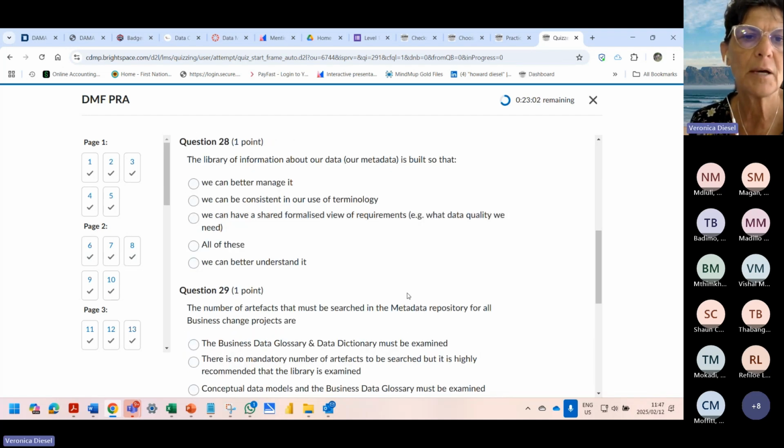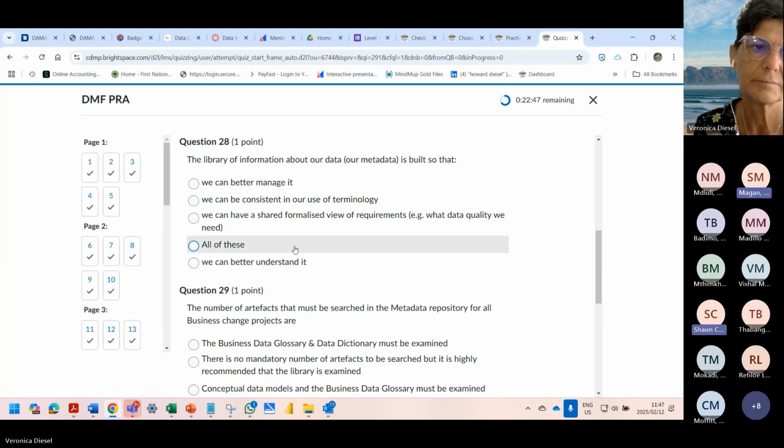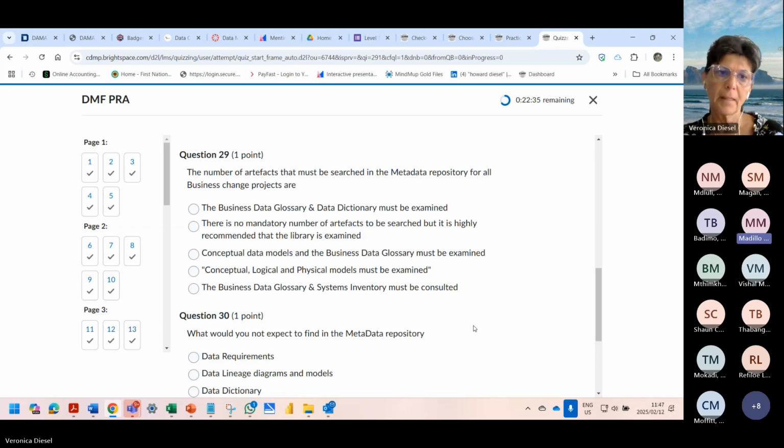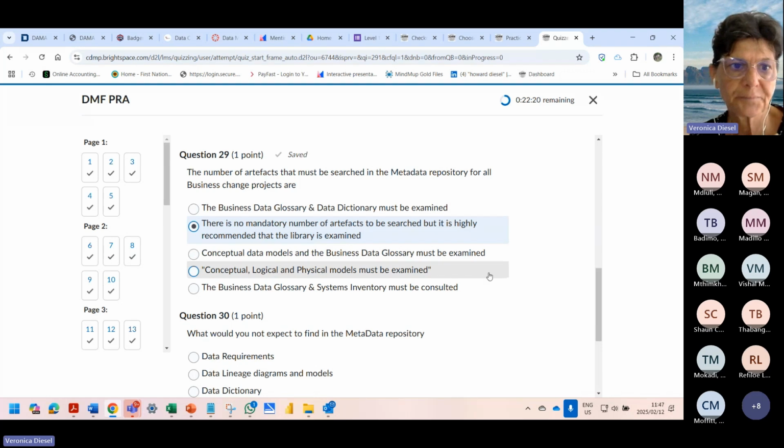The library of information about our data, our metadata, is built so that all of these. The number of artifacts that must be searched in the metadata repository for all business change projects are... This is a dumb question. That must means every time we do any business change, we've got to do this. Second one. No, there's no mandatory number.